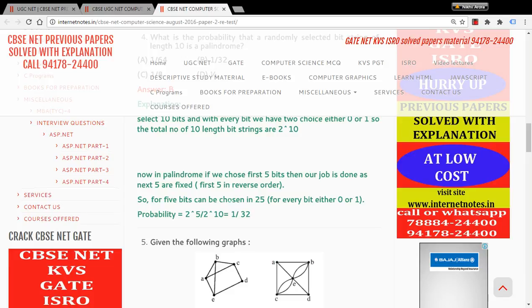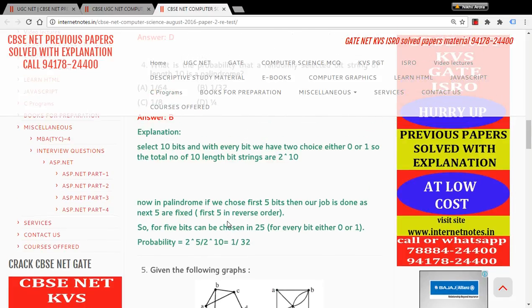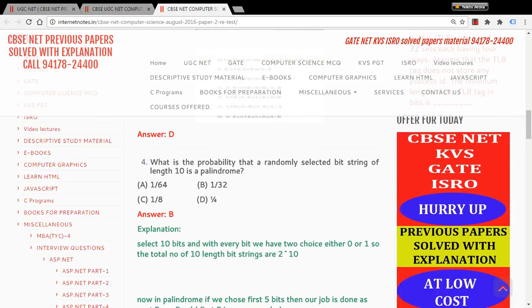Now in a palindrome, if we choose the first 5 bits, then our job is done, as the next 5 are fixed. So 5 bits can be chosen in 2^5 ways, so the probability is 2^5 divided by 2^10. So the answer will be 1/32.